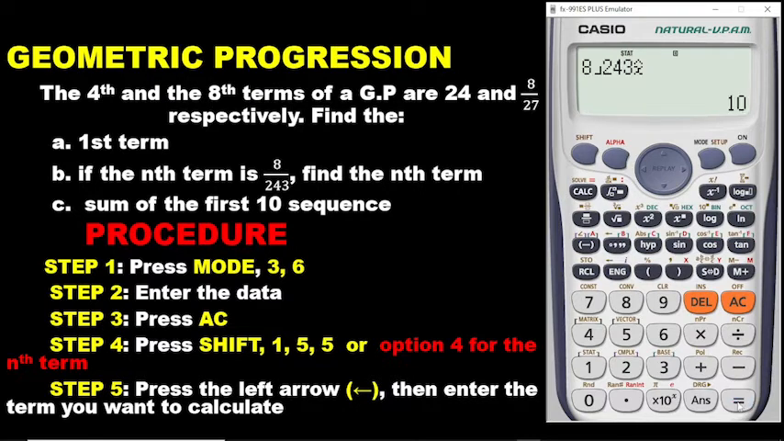Okay, now we can press the equal sign to find out what this particular n is. By pressing the equal sign, you see that 8 over 243 is actually the 10th term. So it means the 10th term is 8 over 243.